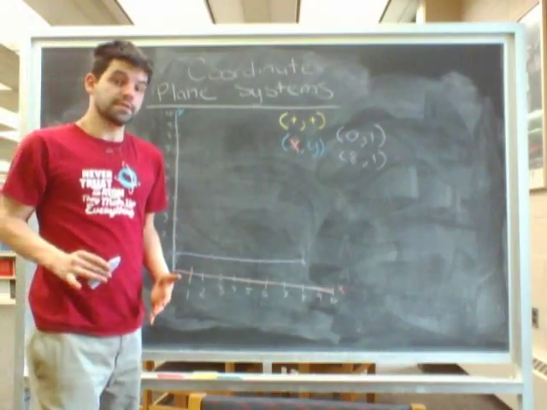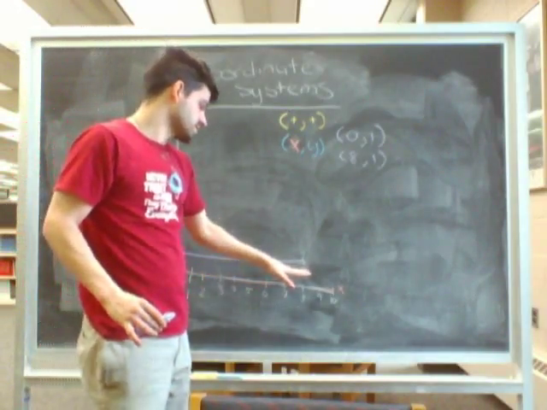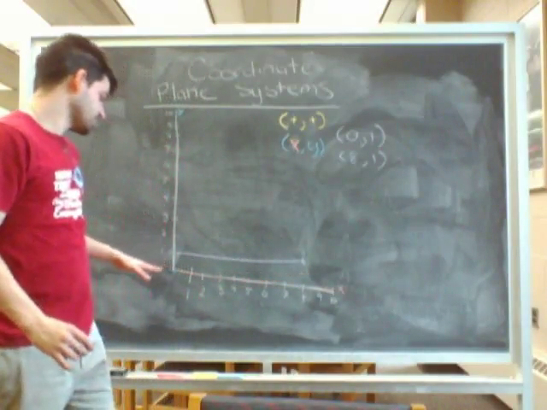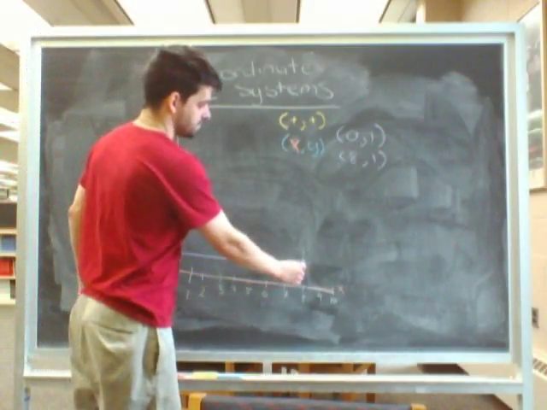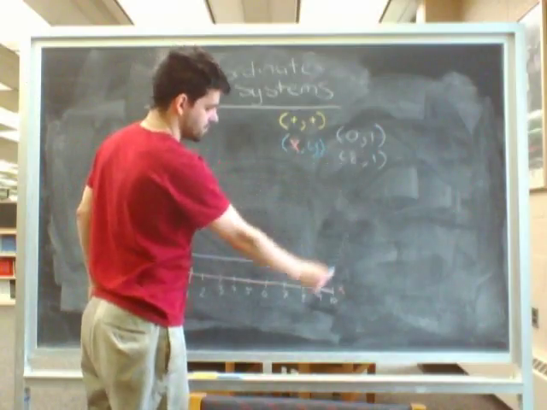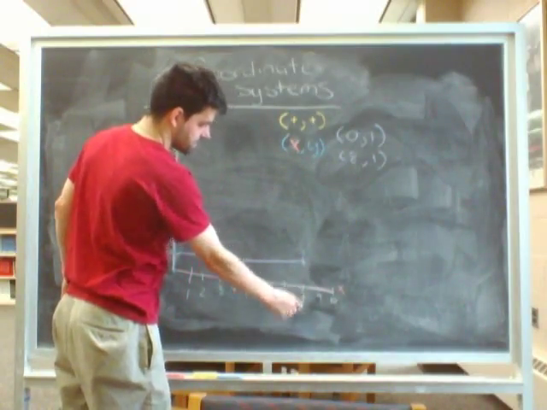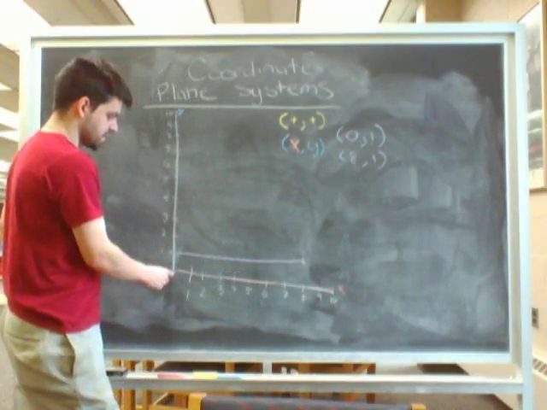And the reason that that's good is because we can solve for our distance simply by subtracting the larger number, we have 8, subtracting it from the smaller number.